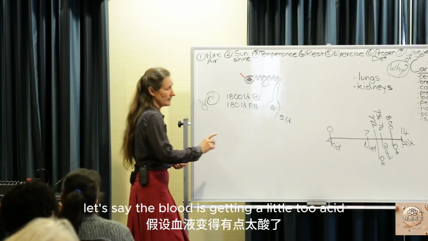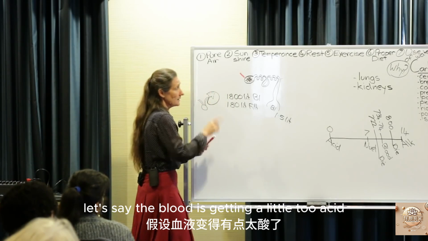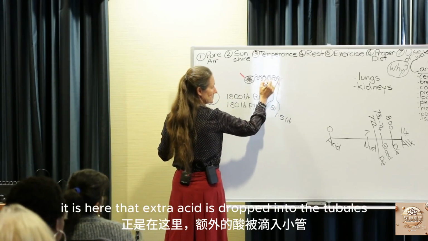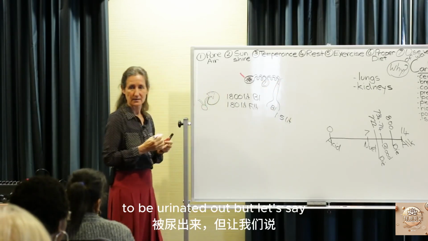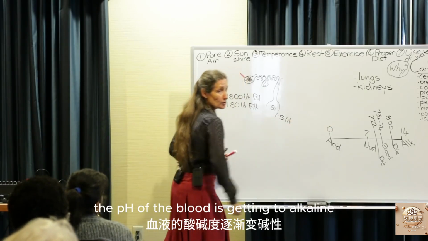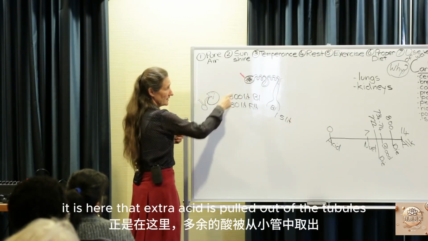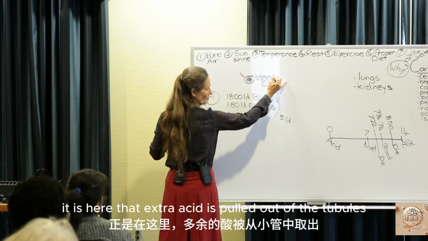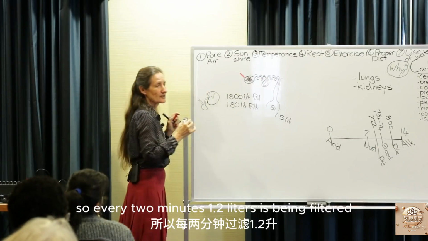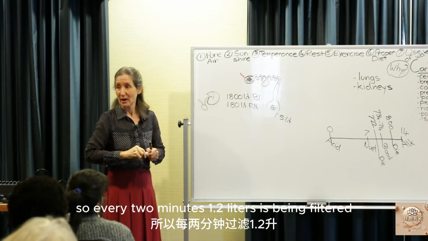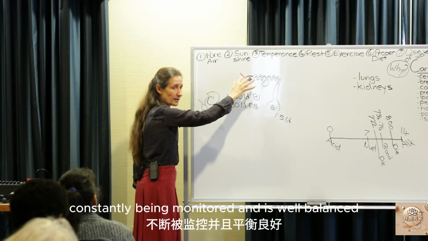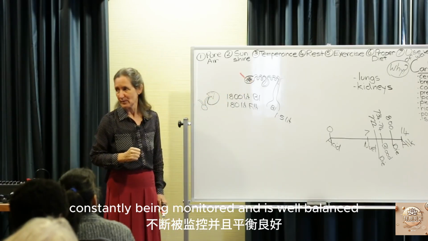Let's say the blood is getting a little too acid. It is here that extra acid is dropped into the tubules to be urinated out. But let's say the pH of the blood is getting too alkaline. Well, it is here that extra acid is pulled out of the tubules back into the blood. So every 2 minutes, 1.2 litres is being filtered, constantly being monitored and balanced.